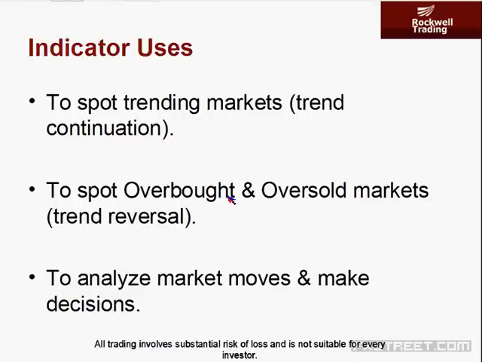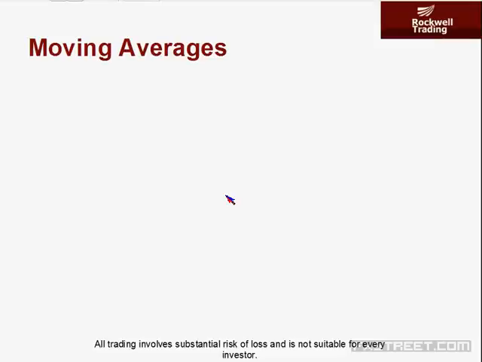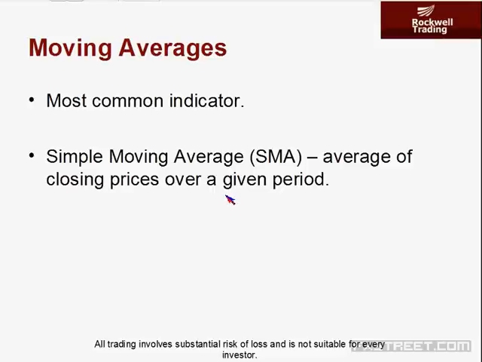Indicators are used to spot trending markets. That's where we're looking for trend continuation. To spot overbought and oversold markets, that's where we are looking for trend reversal. And to analyze market moves and make decisions.